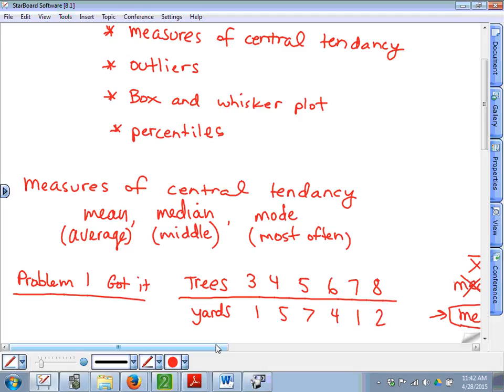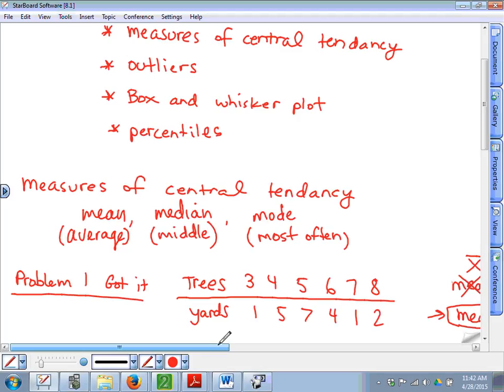Okay? That's what they're asking us to do on this problem, isn't it? Find the mean, median, and mode. So we found the mode first. What would you guys suggest doing to find the average or the mean? So what are we adding up?